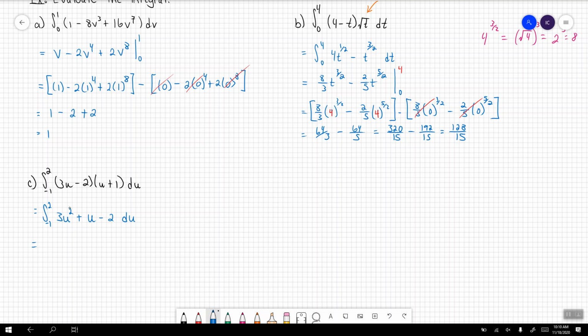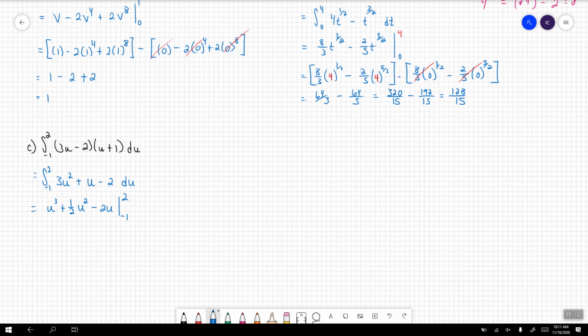The antiderivative for 3u squared will be u to the power of 3. The antiderivative for u, we add 1 to the exponent, and then we multiply by the reciprocal, so 1/2 u squared. Minus 2 times the antiderivative of 2 is just 2u, because u is the variable that we're doing this with respect to. And then we evaluate from -1 to 2. So taking the first evaluation here, that's going to be 2 to the power of 3 plus 1/2 times 2 to the power of 2 minus 2 times 2.